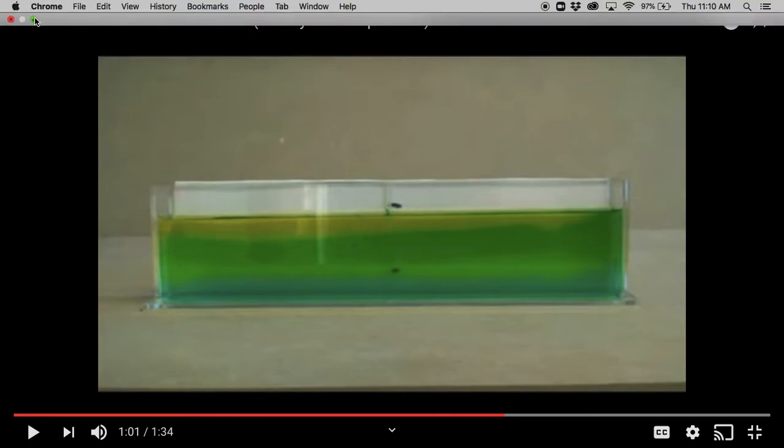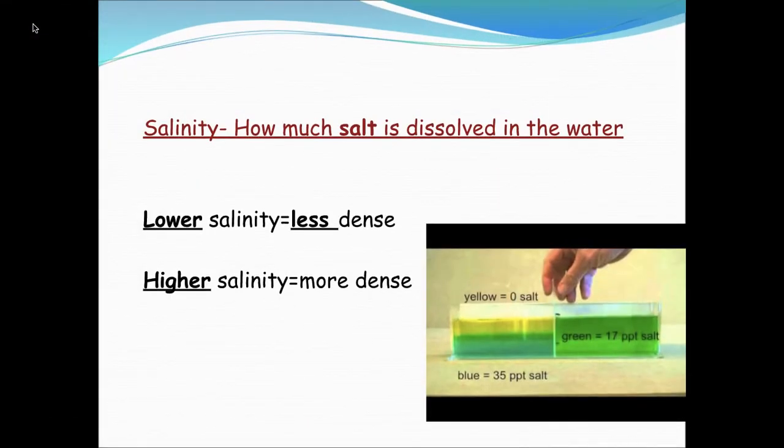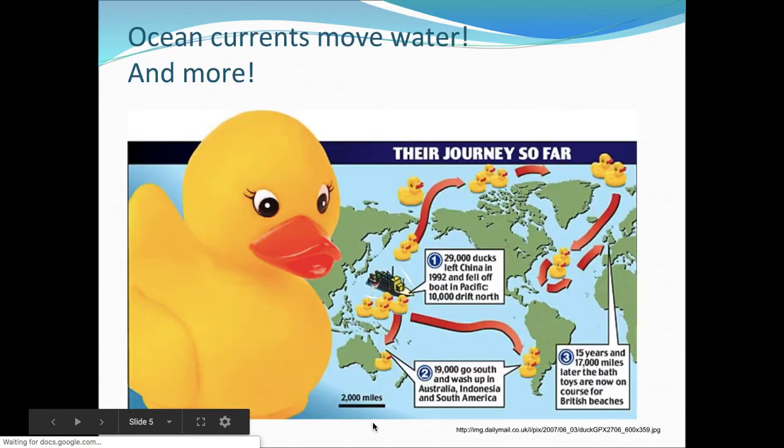Okay? So we'll come back to that particular topic of density a little later in these notes. All right, so let's talk about what an ocean current is. It's a mass of water that flows from one place to another. All right? And ocean currents can be on the surface, so they can move horizontally, or they can be deep, where they go from the surface down towards the bottom.